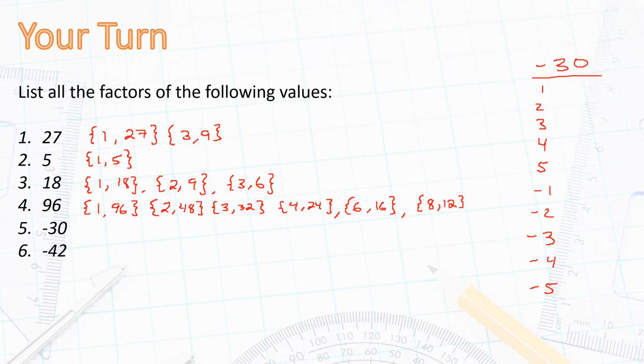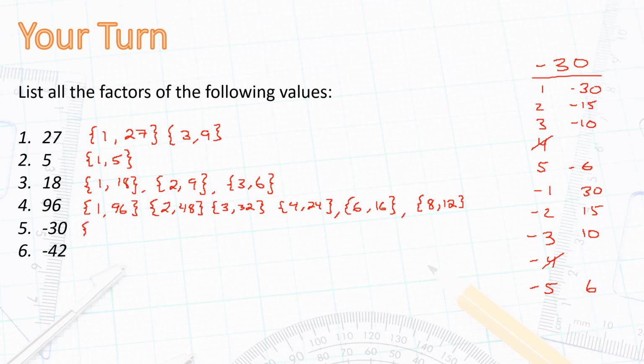So we'll have 1 times negative 30, 2 times negative 15, 3 times negative 10, 4 is not a factor, 5 times minus 6. Now it's just going to switch over, so now these are all going to be positive. So 30, 15, 10, not a factor, and 6.